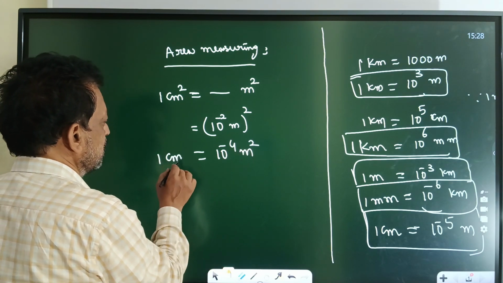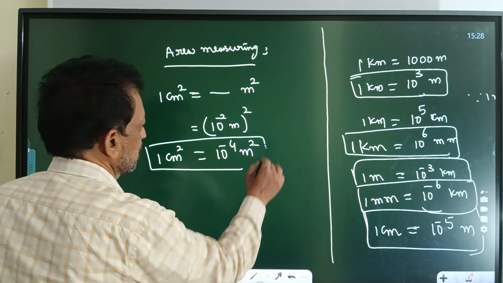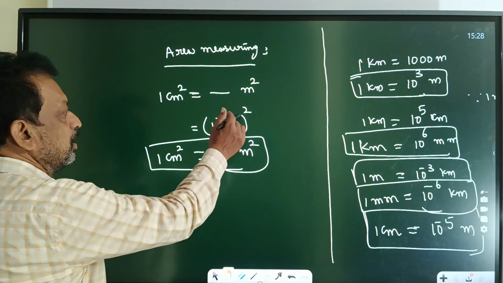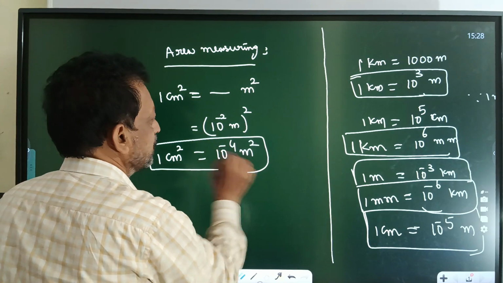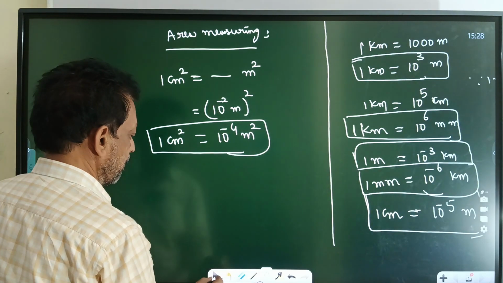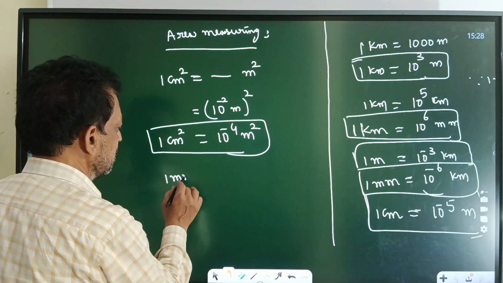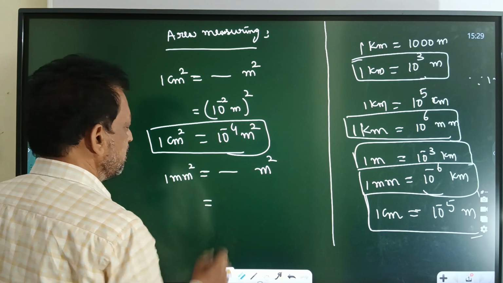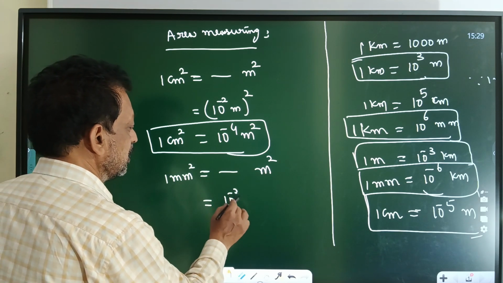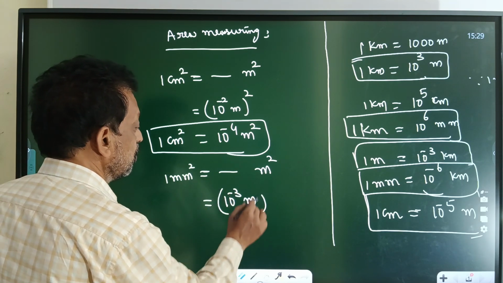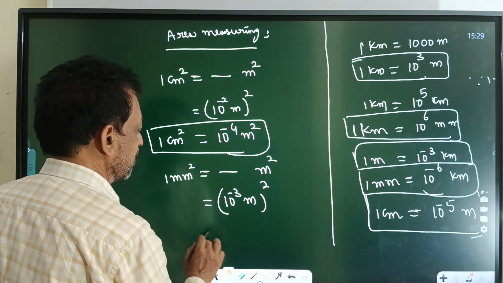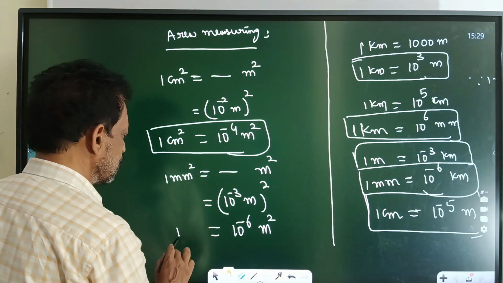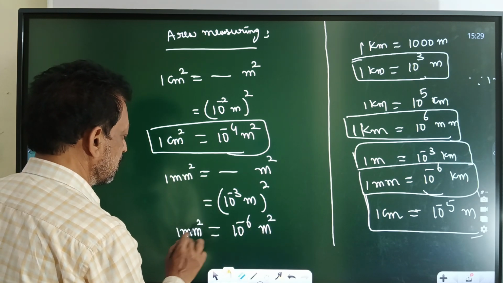So 1 centimeter square is equal to this much. Centimeter square can be written as 10 to the power of minus 2 meter whole square. Now 1 millimeter square is equal to dash meter square. 1 millimeter is equal to 10 to the power of minus 3 meter whole square, so that gives you 10 to the power of minus 6 meter square. So that is the 1 millimeter square value.